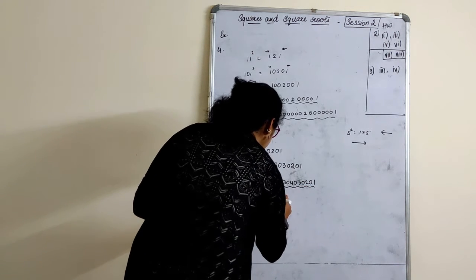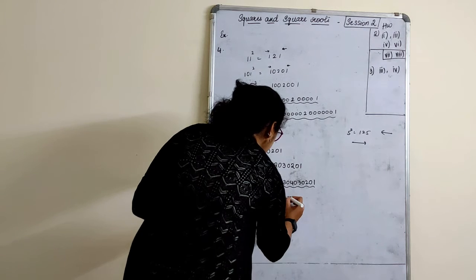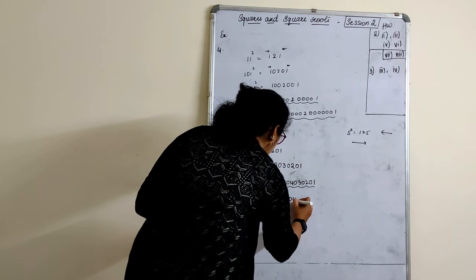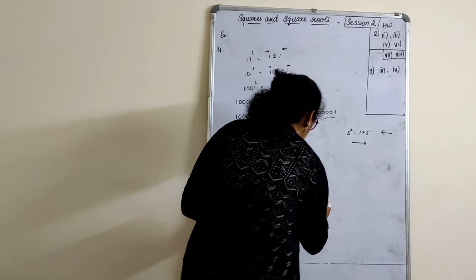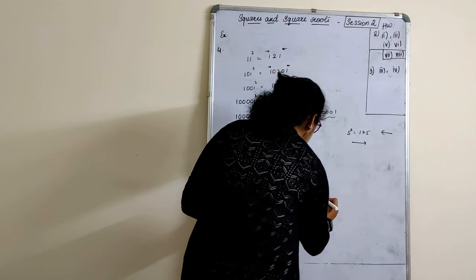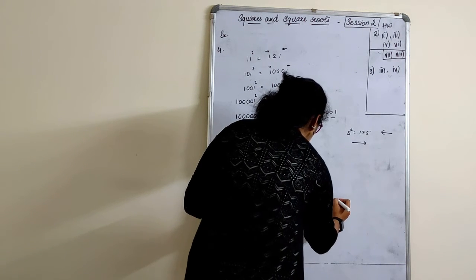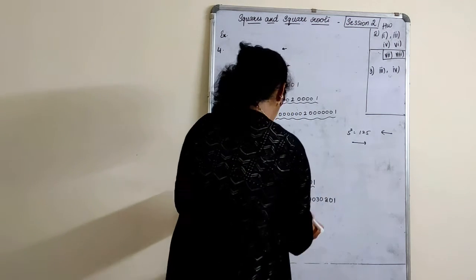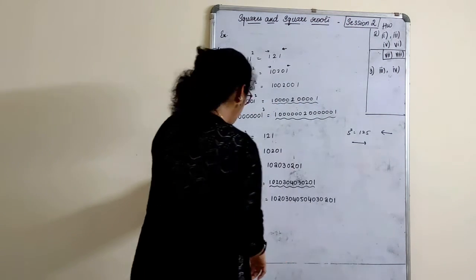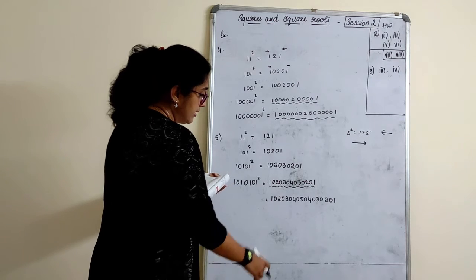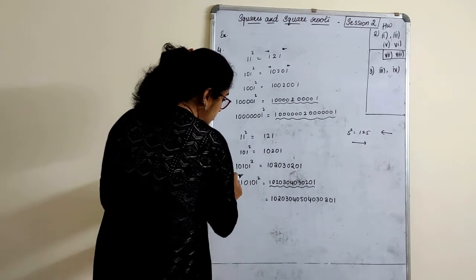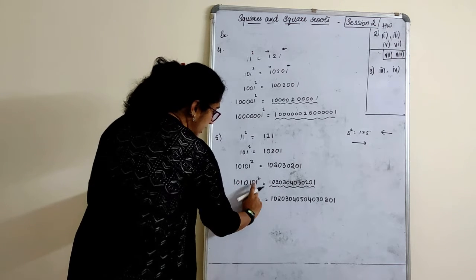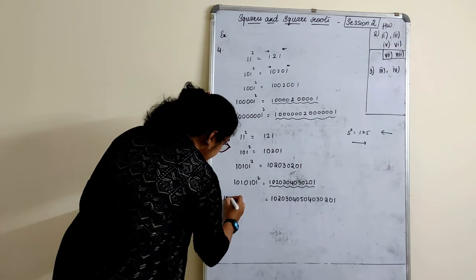Now they have given us the final answer. The final answer is 1020 3040 50. After 50, 201, right? So again, left to right and right to left is the same. So how does the number come here? Till here write the same thing.